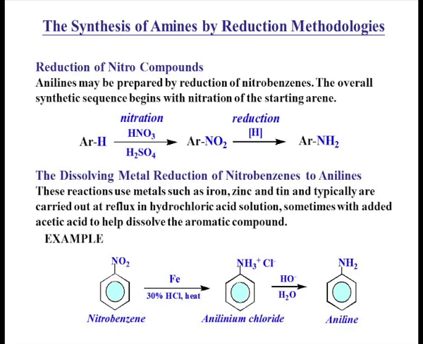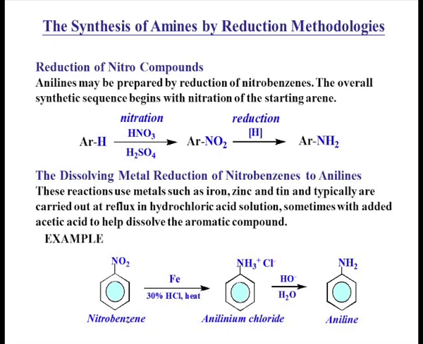what does sulfuric acid do? It takes off the water from nitric acid, generating NO2 plus, and so NO2 enters and hydrogen leaves. So, it is an electrophilic substitution reaction. You end up with ArNO2, and reduction of that ArNO2 will give you the amine, aryl amine. Aniline is a simple case. If Ar is C6H5, it is aniline. So, aniline may be prepared by reduction of nitrobenzene.